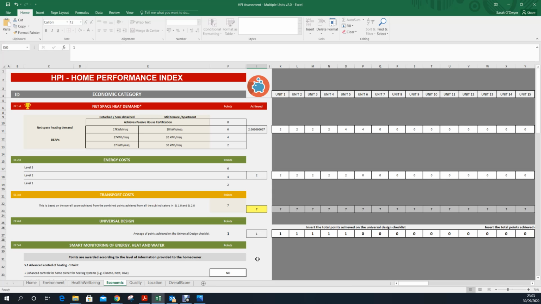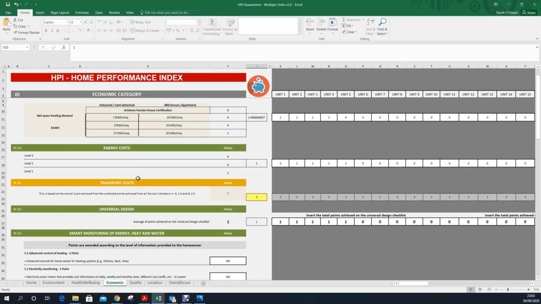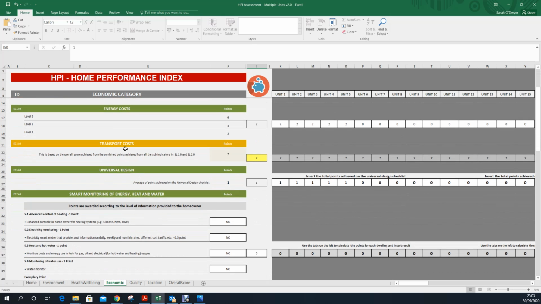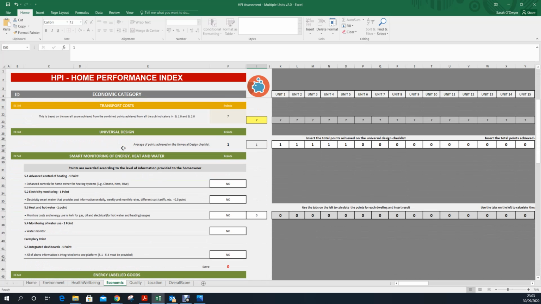So now we come to the economic tab and the economic category. We have been through the net space heat demand under the BER, and we've been through the energy costs when we were talking about the BER. The transport costs we're going to talk about in location. So all of these yellow ones are like that.